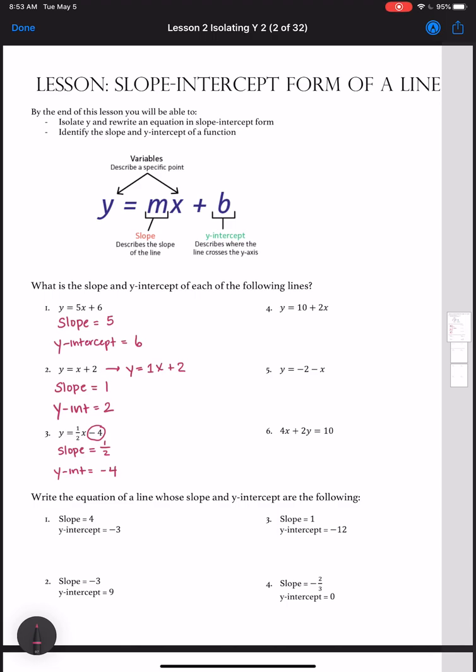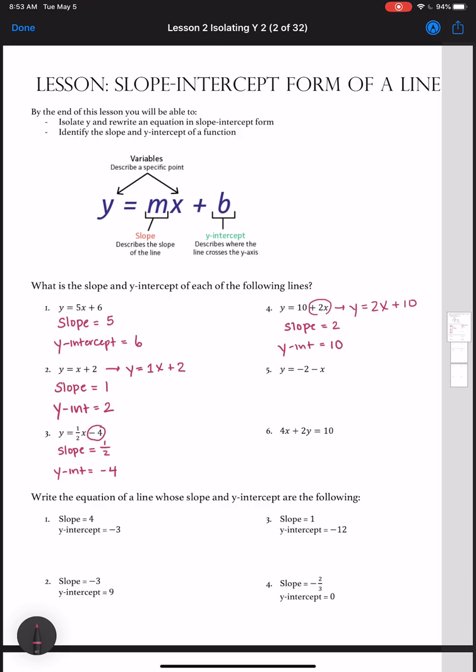Number 4, y is equal to 10 plus 2x. It's written a little bit funny. It's technically y equals b plus mx, so we always want to rearrange it so it's mx plus b. And that's going to be y is equal to, this 2x is positive, it comes to the front. And 10 is positive as well, so plus 10. Now it's very easy to get your slope and y-intercept. Slope is equal to 2, y-intercept is equal to 10.